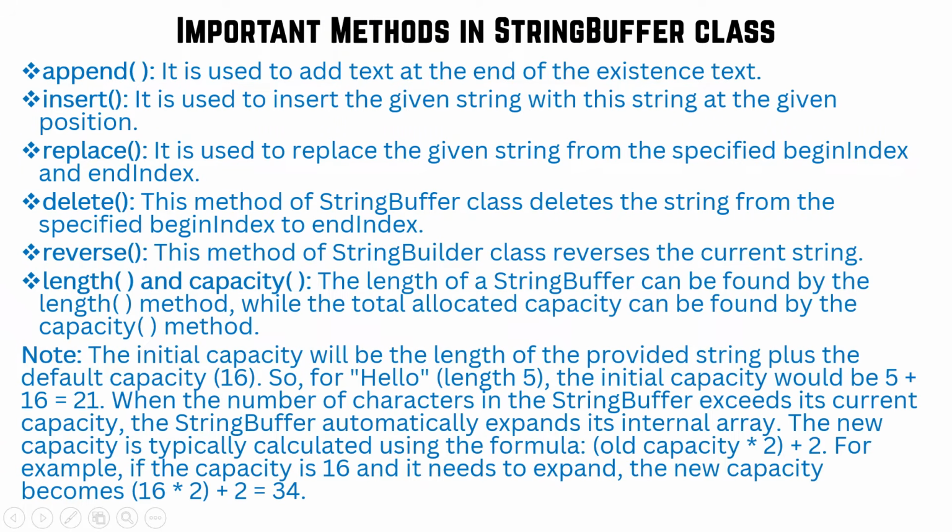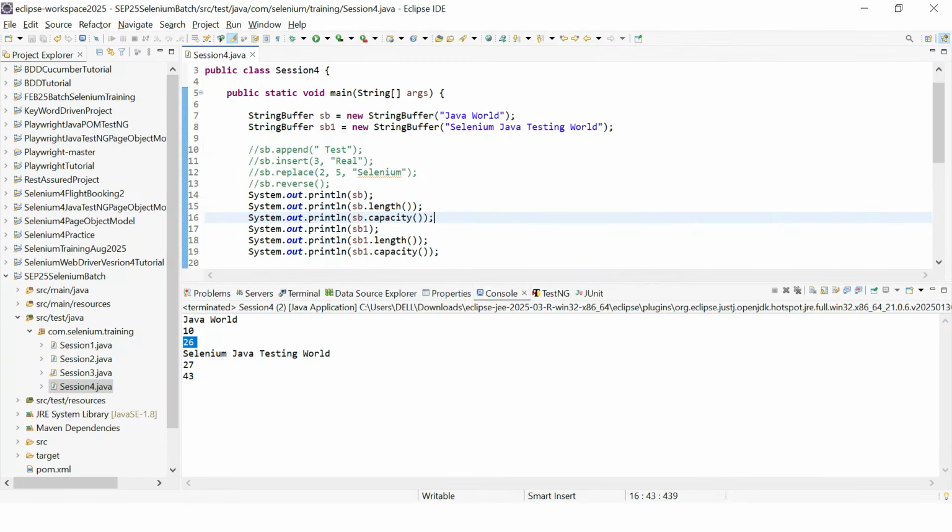I have tried to make a note. The initial capacity will be the length of the provided string plus the default capacity. So initially, in case your character size is less than 16 or up to 16, it will be 16 plus the length. You could see it is 10, so it is within the 16 range. That is the reason your capacity is calculated as 16 plus actual length, 26.